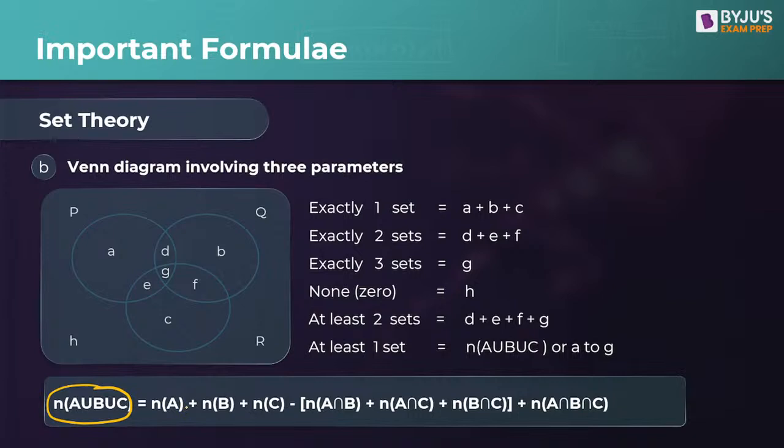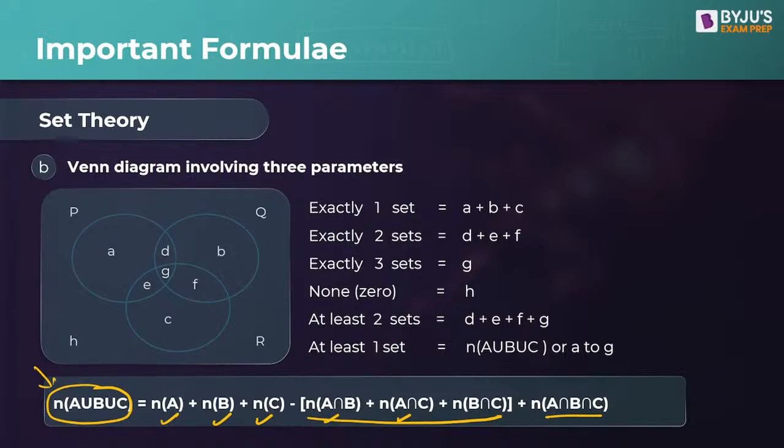This is a very important formula. It will be A plus B plus C minus, with a bracket outside, the intersections of the three taken two at a time. So minus A intersection B, minus A intersection C, and minus B intersection C. All these three will be subtracted. And finally, the intersection of all three of them will be added. So this is the formula for A union B union C.